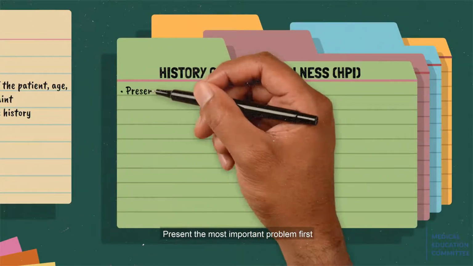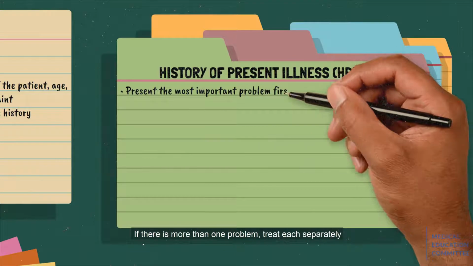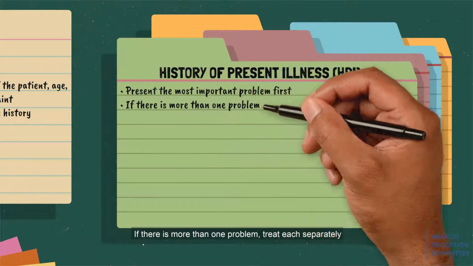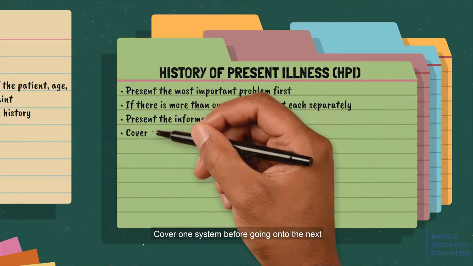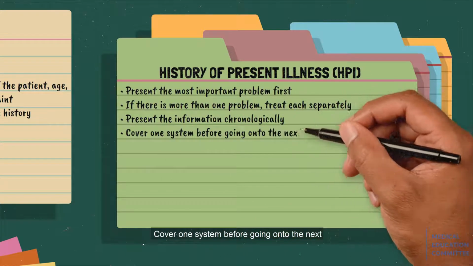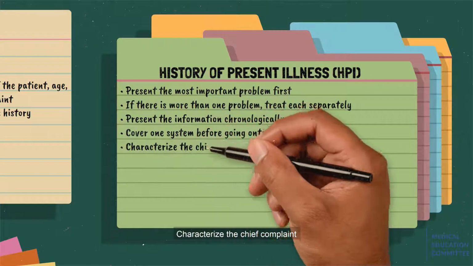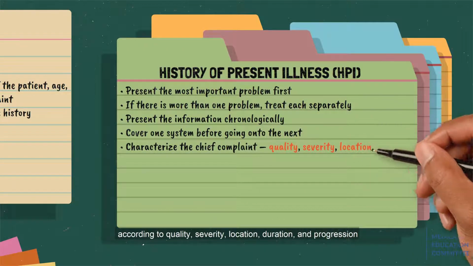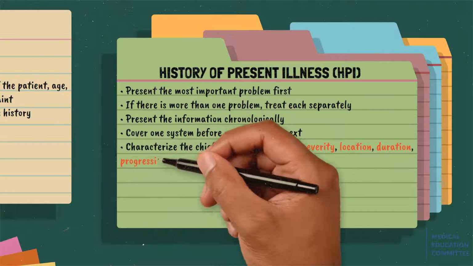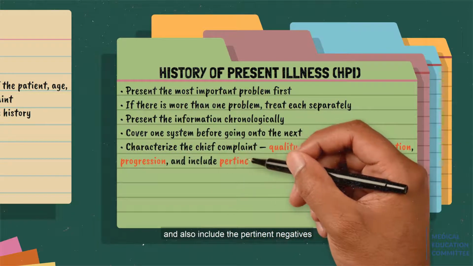Present the most important problem first. If there is more than one problem, treat each separately. Present the information chronologically. Cover one system before going on to the next. Characterize the chief complaint according to quality, severity, location, duration, and progression, and also include the pertinent negatives.